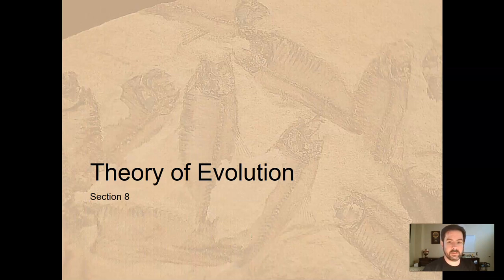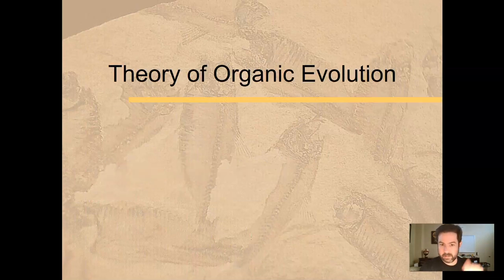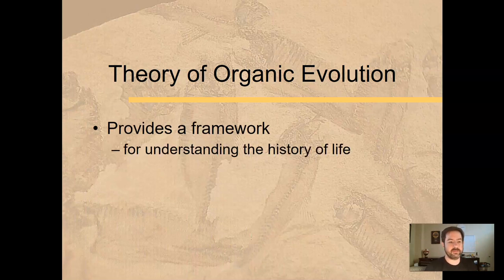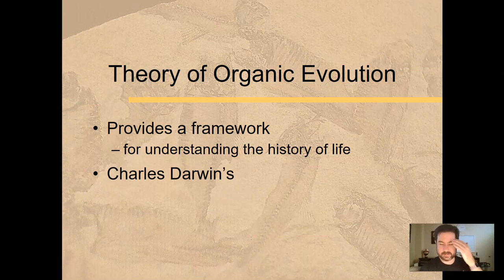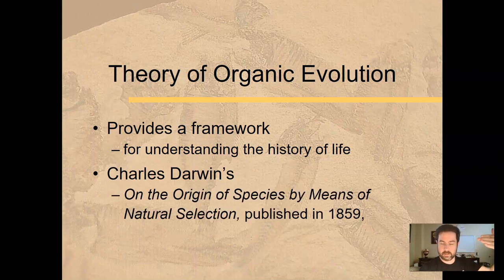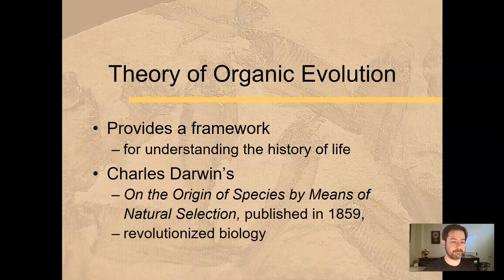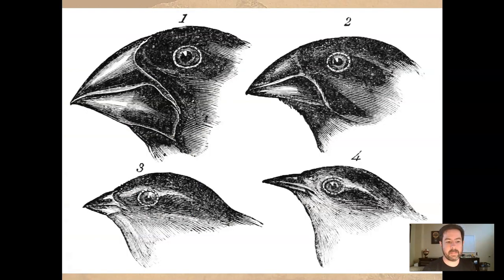So anyway, the theory of evolution, organic, biologic evolution. It really provides a framework for understanding the history of life. I'm sure you may recognize its name, but Charles Darwin was the one who stumbled upon this in his studies throughout his travels, looking at living organisms, looking at fossils as well. All of this was published in his famous book, On the Origin of Species by Means of Natural Selection, published in 1859. Really revolutionized biology.